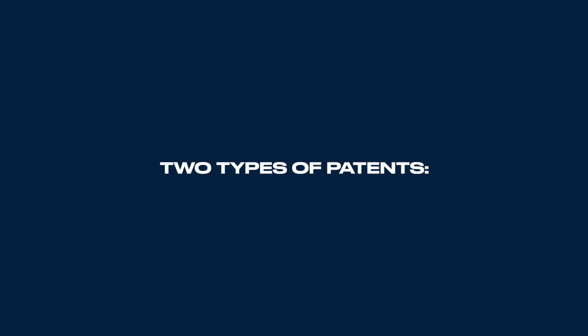There are two types of patents. There is a design patent and a utility patent. The most common types of patents are design patents. They're easier to file and they're easier to get approved because patents are actually something that you have to get permission from the government to get registered.